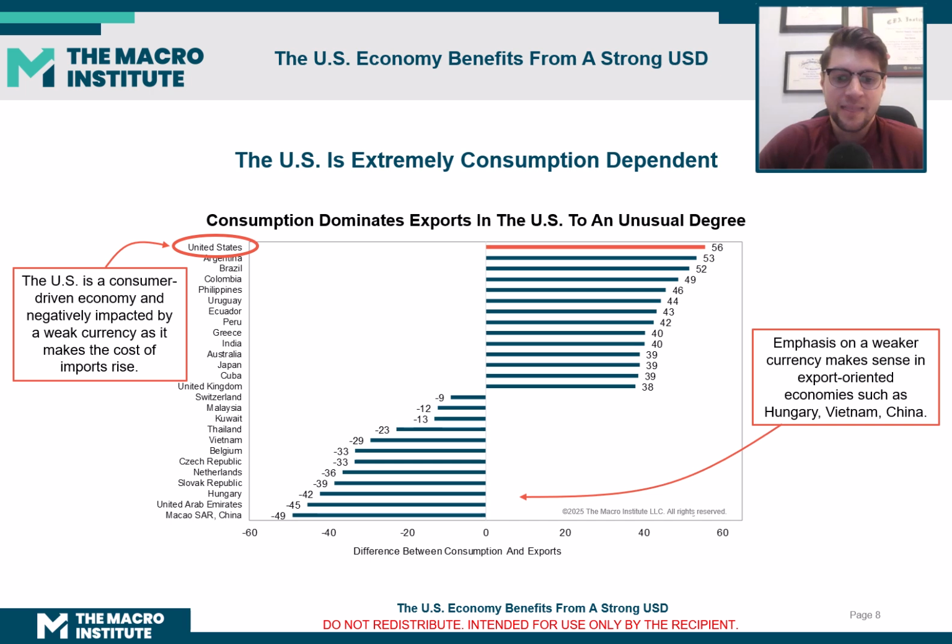And if you notice here at the bottom of this chart, you'll see some traditional exporters that also should come as no surprise, right? You see China, Hungary, Vietnam. These are countries that rely heavily on their exports and less so on consumption. So the exact opposite setup that we have, those are the countries that would benefit from a weaker currency.